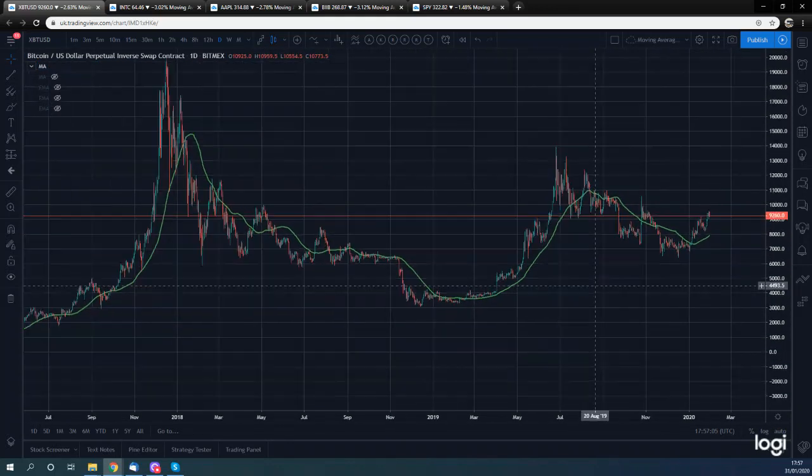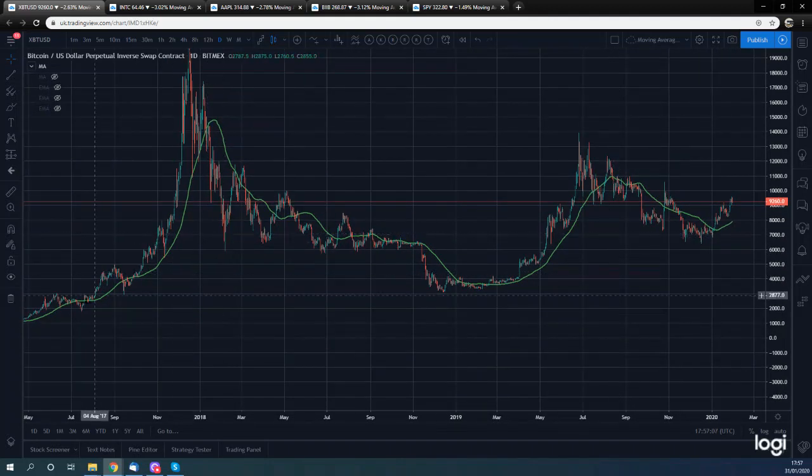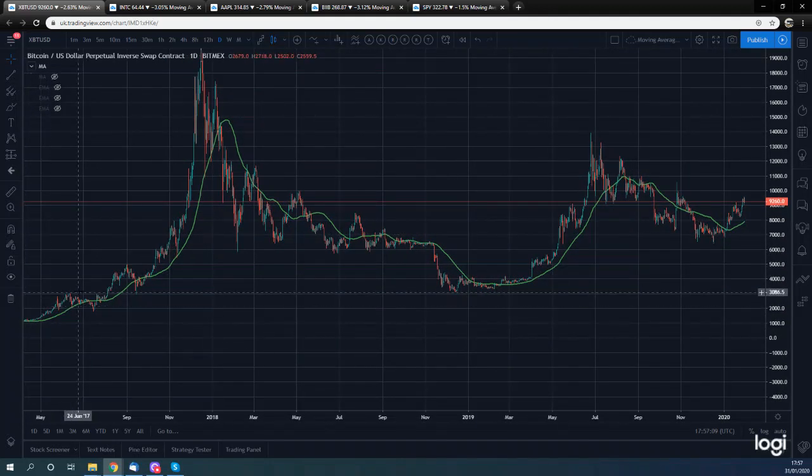Now what we have on the chart is the 50-day moving average. I call it 50 period because it is a 50 period moving average, but if you look at it on the daily chart, the period of that chart is daily, so it will be the daily 50 moving average, the 50 day moving average.